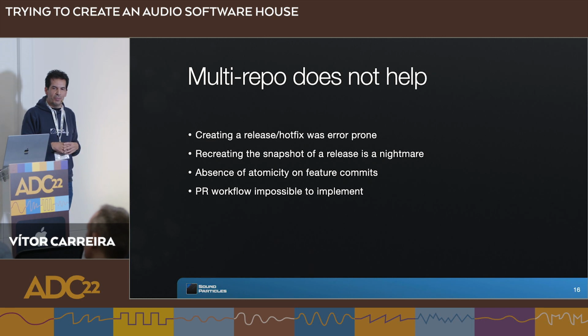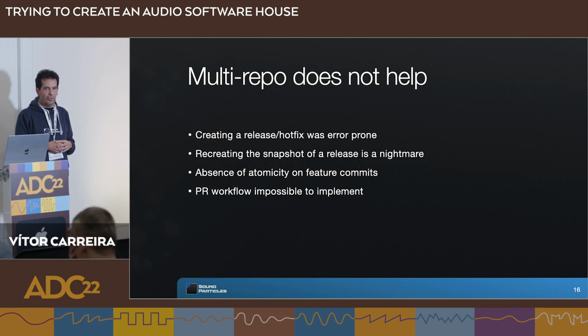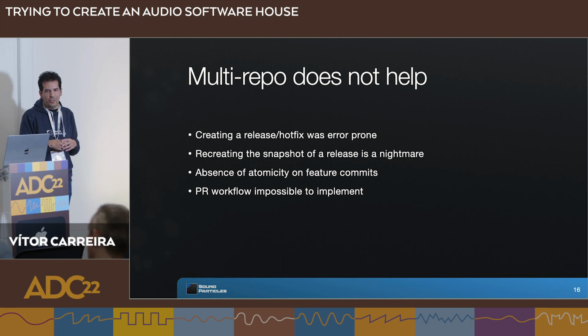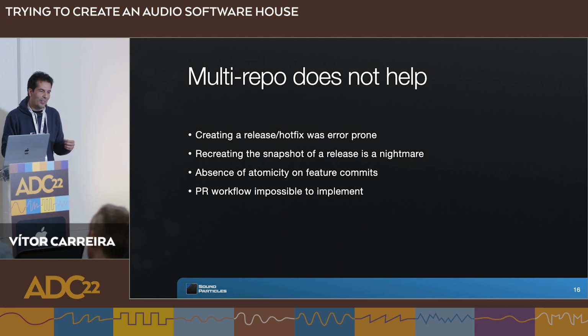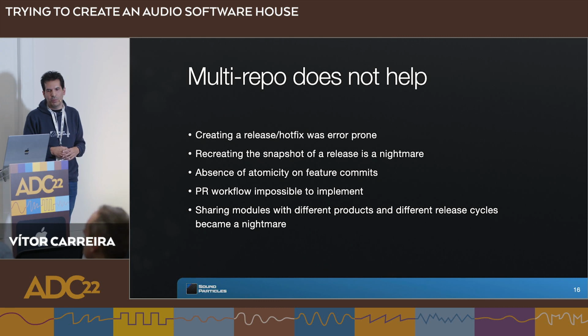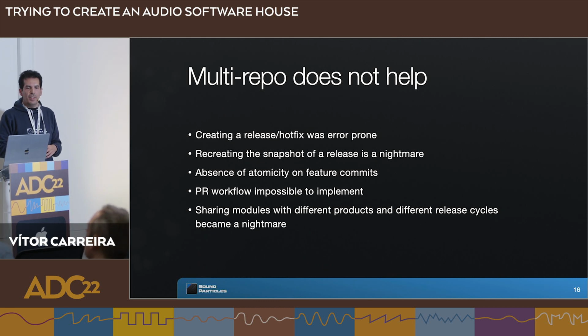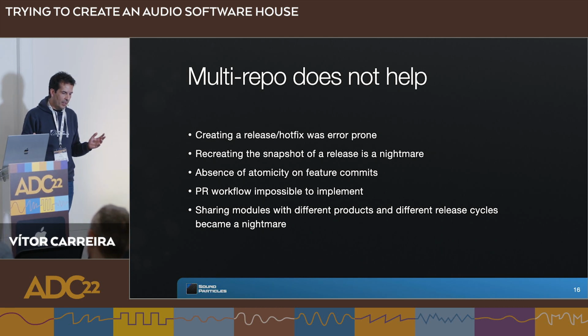Because we wanted to implement a pull request workflow, but it was very hard. I don't like to use the word impossible, but it's very hard to do that with a multi-repo approach. Also, we have the problem that all our products have different release cycles, so it's very hard to manage that in a multi-repo approach.